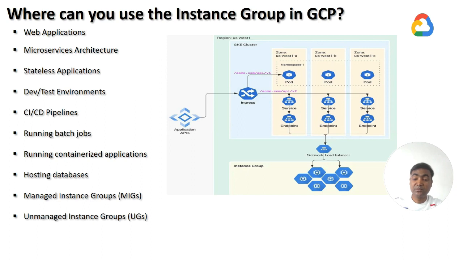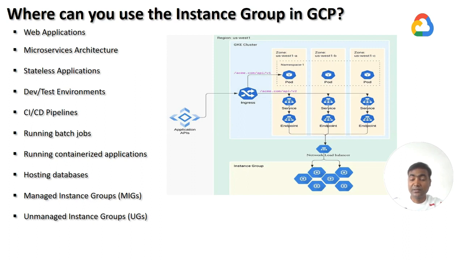Stateless application. Instance groups are well suited for stateless applications where each instance can handle requests independently without relying on shared state. This allows for easy scaling and replacement of instances. As you know guys, in the dev and test environment, you can use instance groups to create and manage development and testing environments, ensuring that they can easily replicate and scale as needed. You know guys, in the CI/CD pipeline, instance groups can be used to dynamically provision build and testing environments as part of the continuous integration and continuous deployment pipeline.